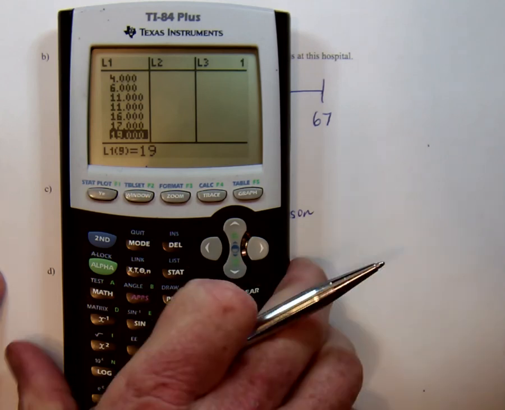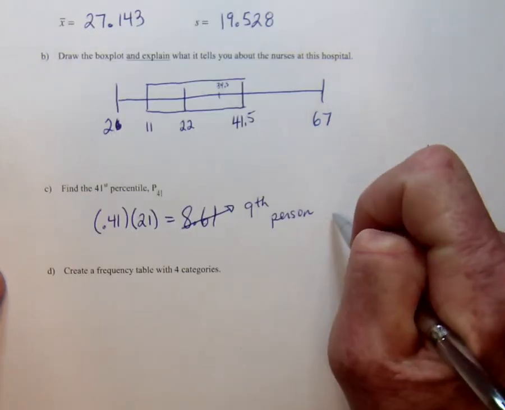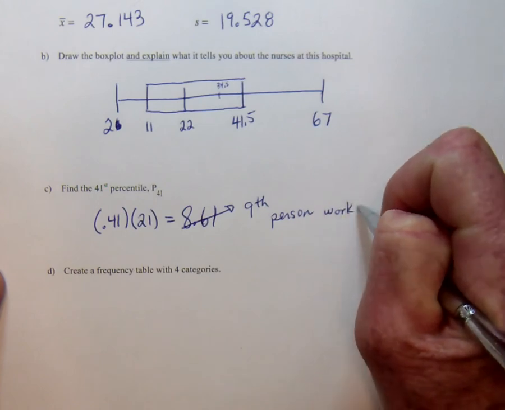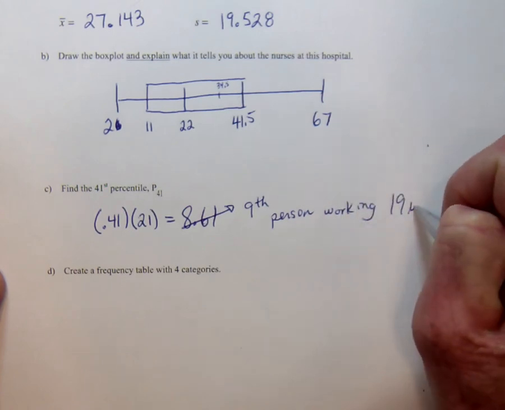19. So that person, the 9th person, has been working 19 months.